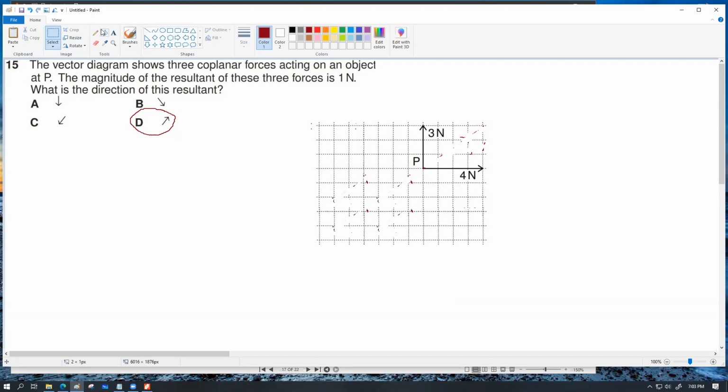Okay, that works. So if this force was shown to be 4 by 4, 3 by 3 and then 4 by 4, if this was my third force that is shown, then the answer could have been A.